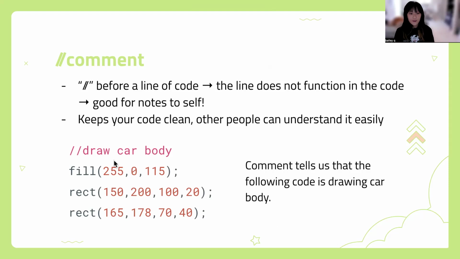So look right here, we have an example. Double slash draw a car body, then we have the actual instructions to draw a car body. The double slash tells the computer not to pay attention to this line, that it's for humans to understand. And this just helps us keep our code clean. We can label things, that way we don't have a really long block of code that takes a while to sort through.